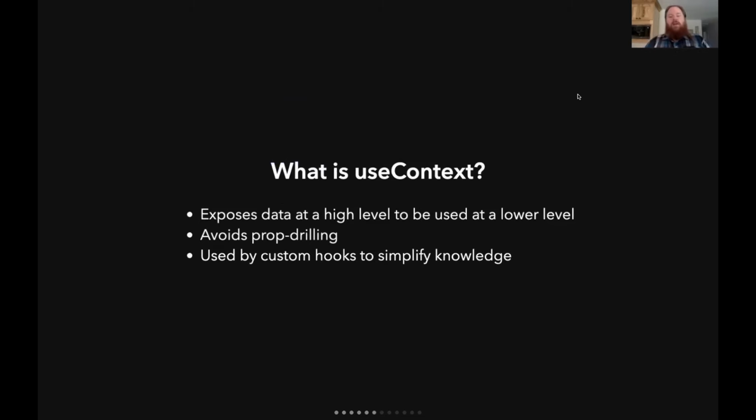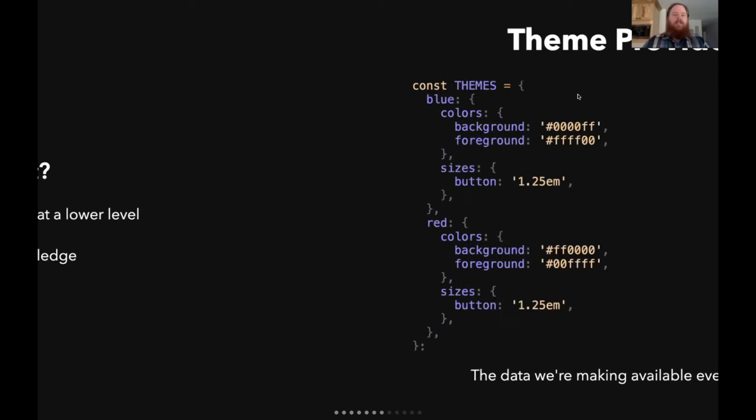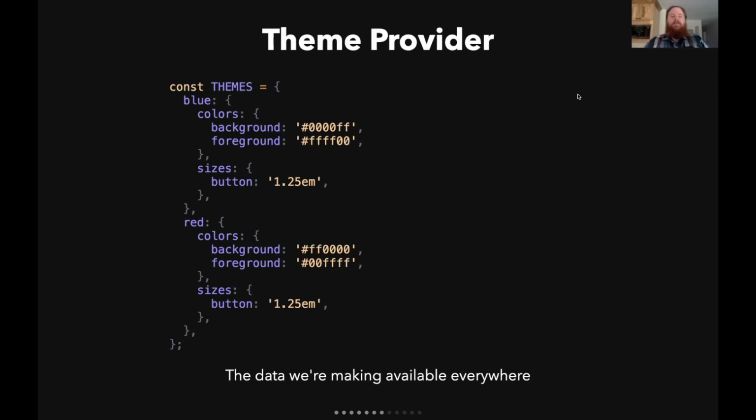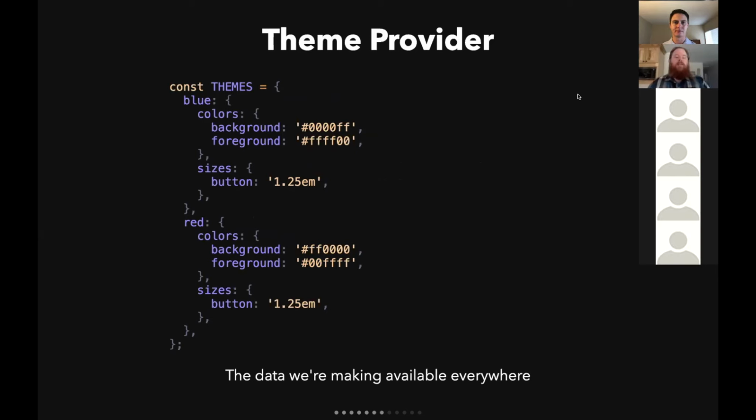And then one of the things that I do, it's not strictly necessary, but I will show an example, is that you can create your own custom hooks to simplify access to that context so that you can simplify your knowledge of the context, which I will explain more in just a moment. So the example I'm going to show you is a theme provider. So this is the theme information that we want to make available everywhere.